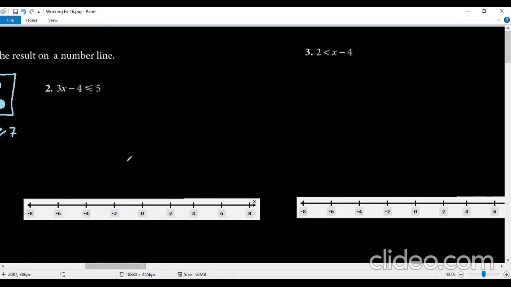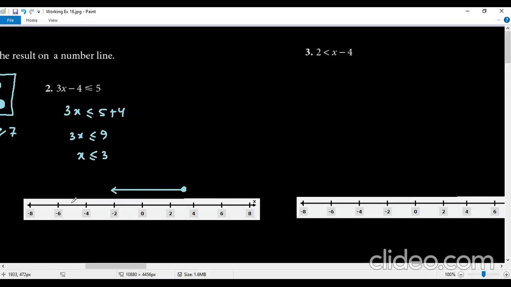When it comes to question number 2, it says 3x is less than or equal to 5 plus 4. That means 3x is less than or equal to 9. That means x is less than or equal to 3, since 9 is divided by 3. In this case, you will begin between 2 and 4, so 3 is going to be here, and this time it's going to be filled, and from here you're going to go towards the left, this way, all the way.